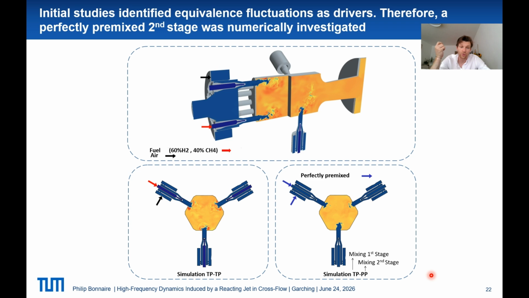So I quickly want to introduce the test rig. We had 12 injectors at the front plate, and then 3 reacting jets in crossflow. In the experimental setup, we had technical premixing in the first stage and also in the second stage. And in initial studies, we identified that equivalence ratio fluctuations are a strong driver.